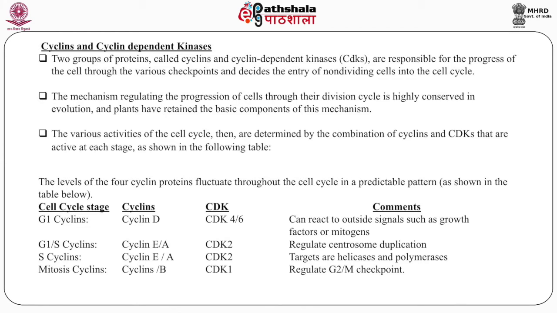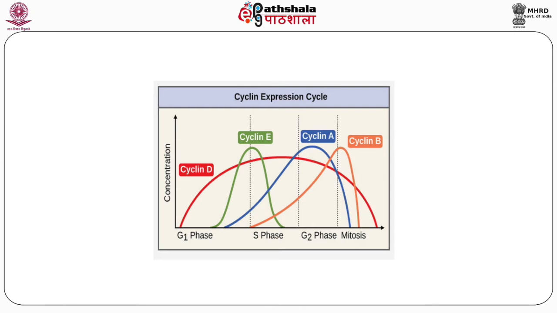Now, in the G1 to S phase, cyclin E and A play a role and they interact with CDK2 and regulate centrosome duplication. In S phase, cyclin E and A coordinate again with CDK2, and the targets are the helicases and the polymerases. And in mitosis, cyclin B plays a role and coordinates with CDK1, and it regulates the G2/M checkpoint. So, as we see, there is a distribution of fixed cyclins and CDKs.